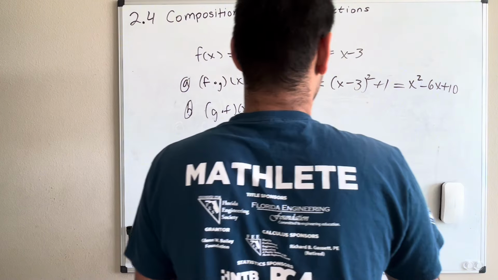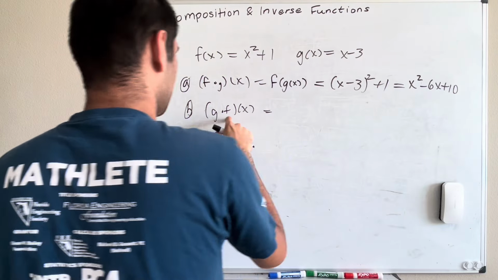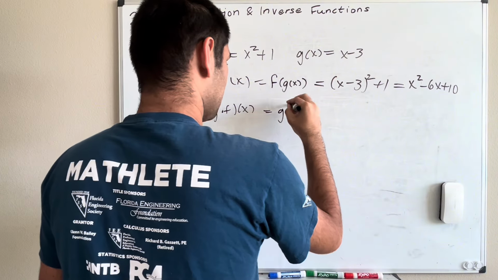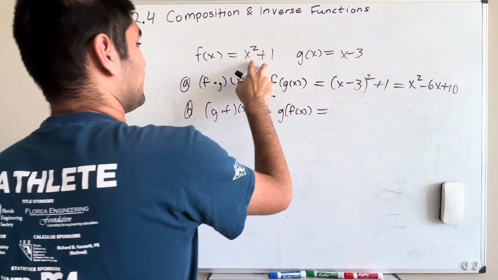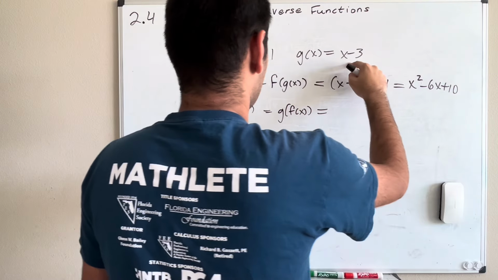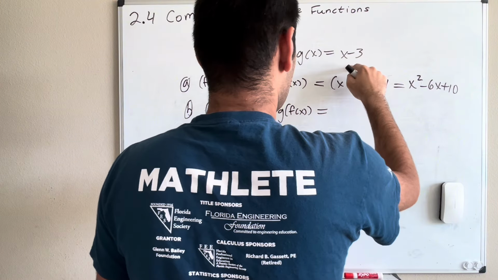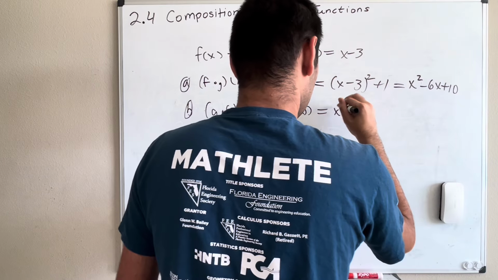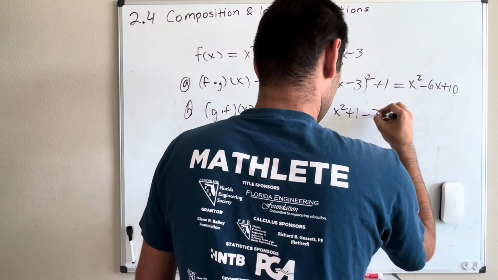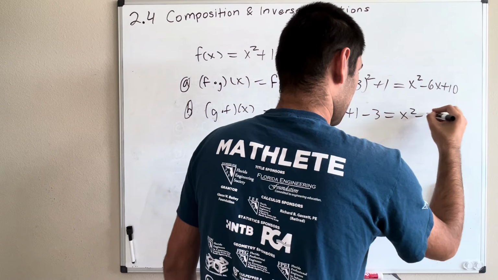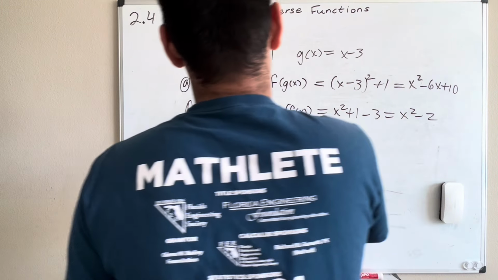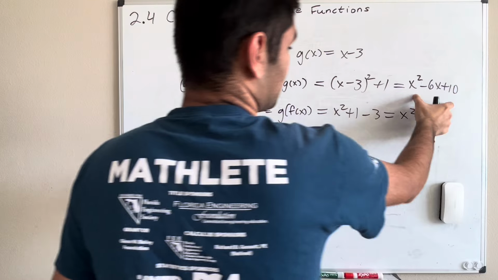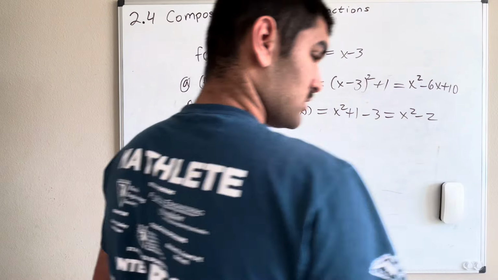All right? And then for g of f of x, now this is where the order matters, right? Because this is g of f of x. So now we're taking this function and putting it into x in here. So instead of x, we're going to replace that with x squared plus 1, and then minus 3. So then overall, this becomes x squared minus 2. So notice how the order matters, because here we got two completely different functions. Okay.